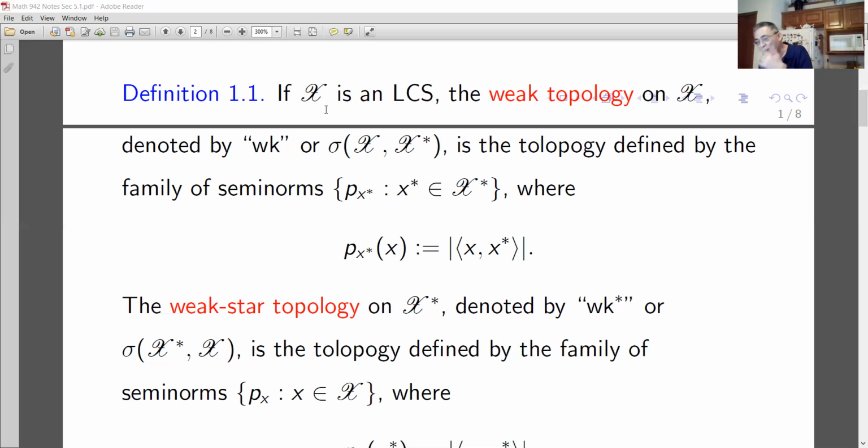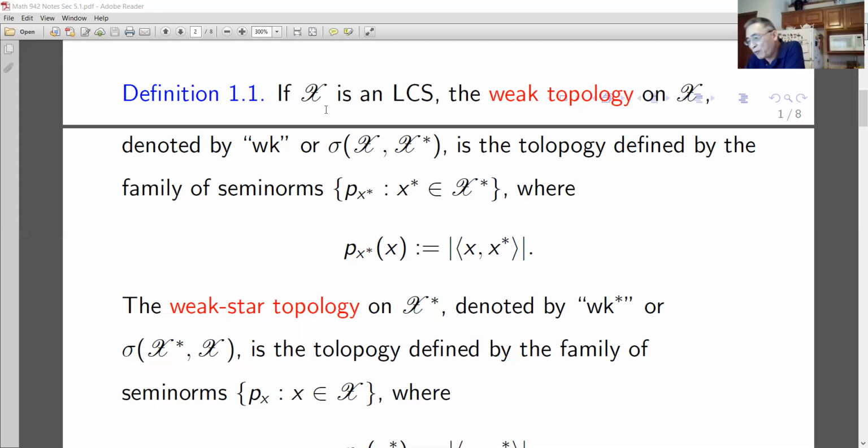In a moment, we are going to see that this Hausdorff condition is satisfied. So that's why X with the weak topology is again a locally convex space, and similarly for the weak star topology. Okay, that's the first point we want to say.